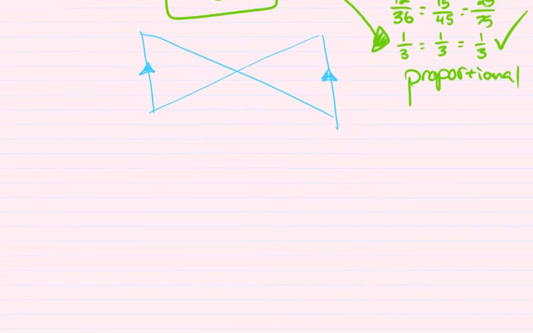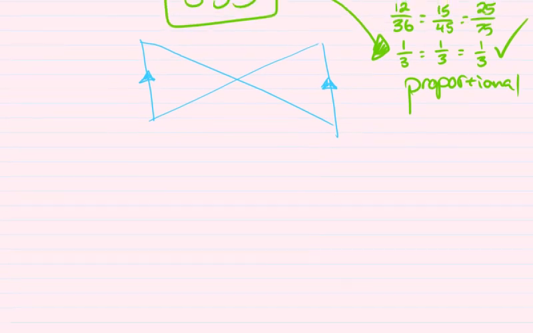So outright, do they give me any angles? No, not really. Do they give me any sides? But can I find some information? Sometimes we have to search a little bit. So I do have vertical angles, so that's one angle.